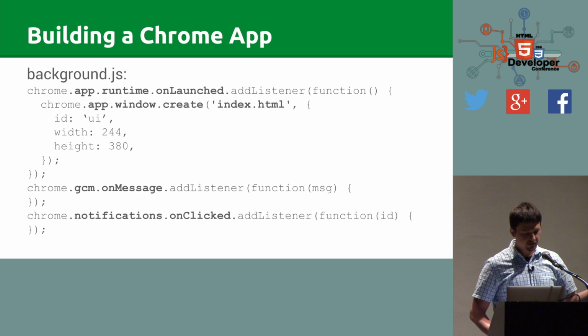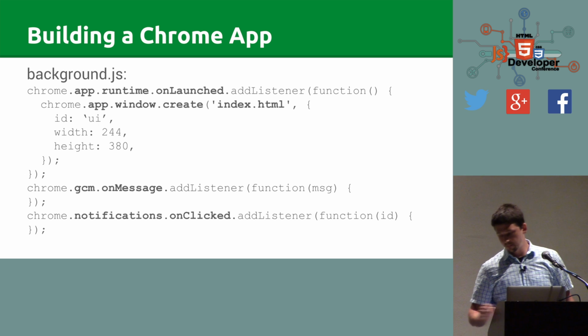So this is this background script. And its primary role probably is to register for all sorts of system events. On launched is when you click on an icon. But you also have GCM on message, so when there's an incoming cloud push message that arrived, or a user clicked on a local notification that you opened up earlier. And these events will fire even if your application windows aren't open.